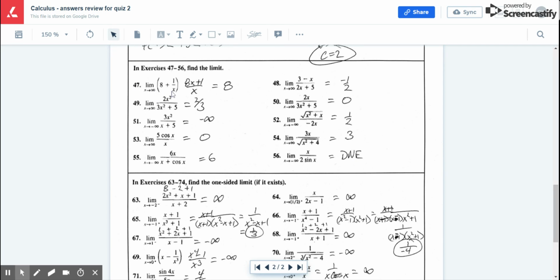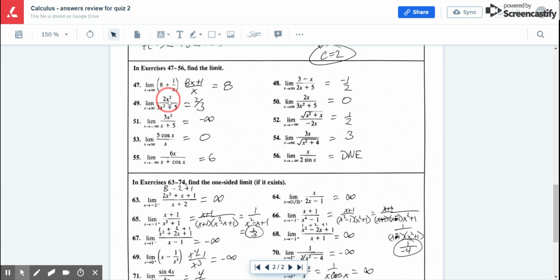All right, so 47, again, I got a fraction. I always want to put my fractions together, so I get a common denominator. I get 8x plus 1 over x. My variables have the same exponent, so I take the coefficients. We get a limit of 8. So that means I have a horizontal asymptote at the y value of 8.